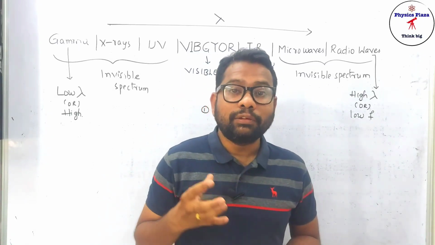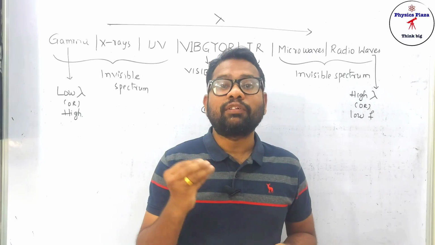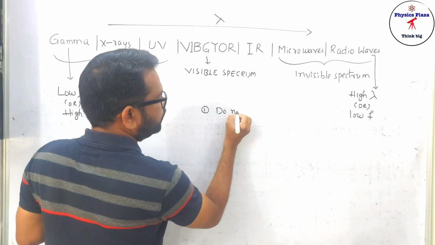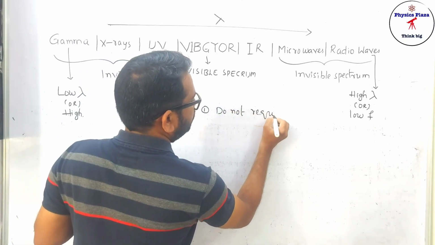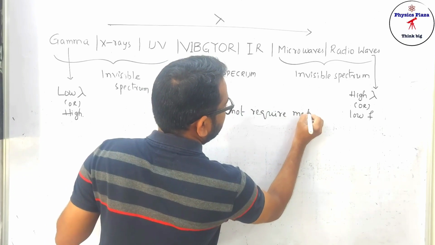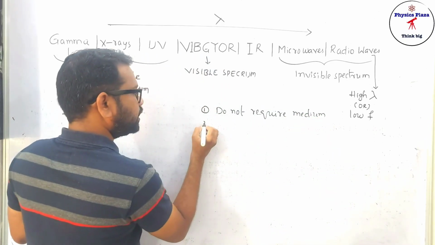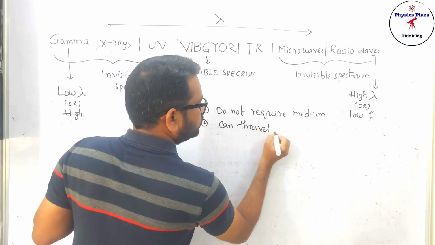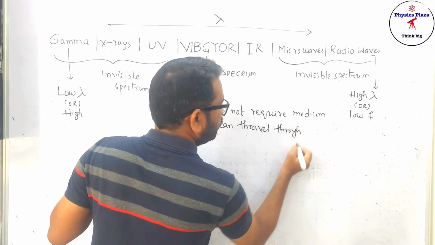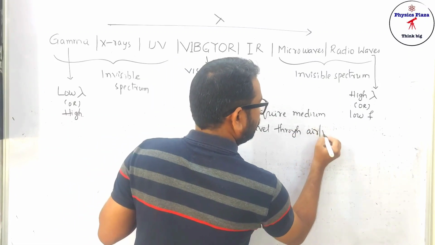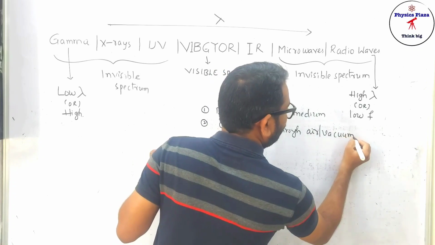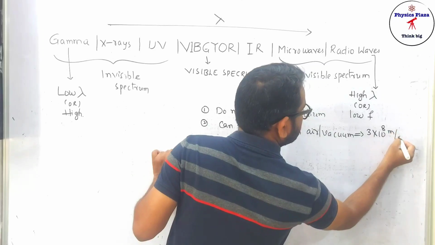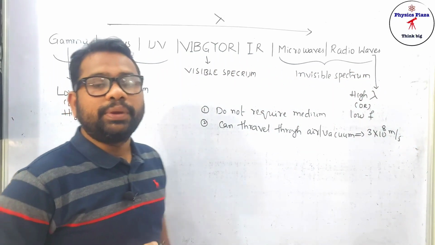So these electromagnetic radiations do not require a medium. Fine. And the second point, children, is that they can travel through air or vacuum with a speed of 3 into 10 power 8 meter per second. 3 into 10 power 8 meter per second.